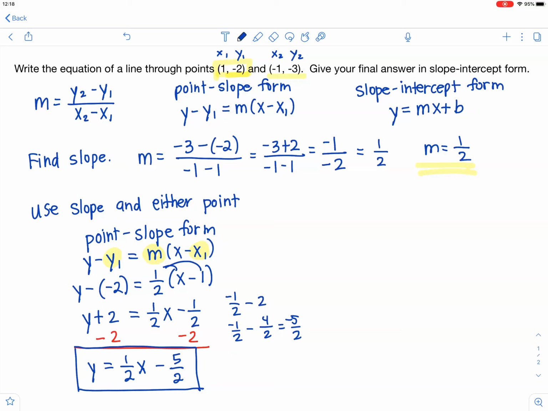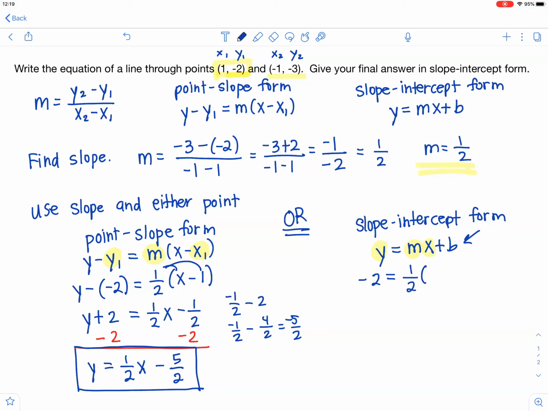If you choose the other option, slope-intercept form, you start with y equals mx plus b, and you plug in your slope, and then you plug in one of your points for the x and the y with the goal of finding that b value. So if I'm using that same 1 comma negative 2, I'll put in negative 2 for the y, 1/2 for the slope, 1 for the x, and then have plus b.